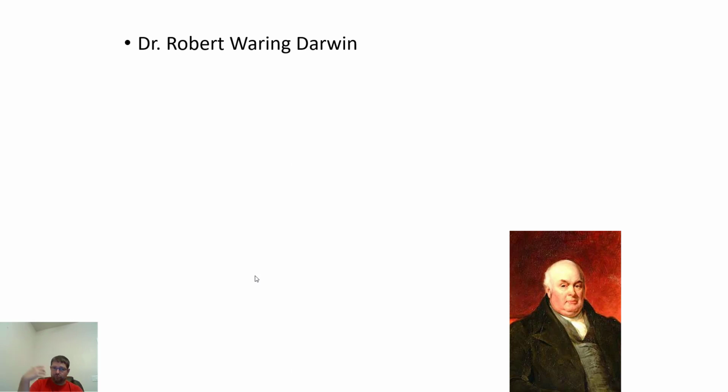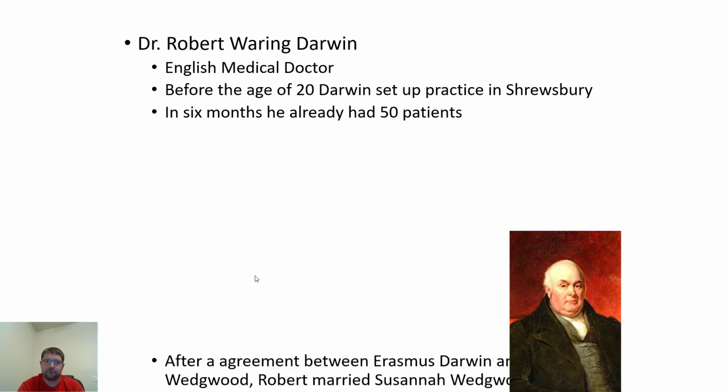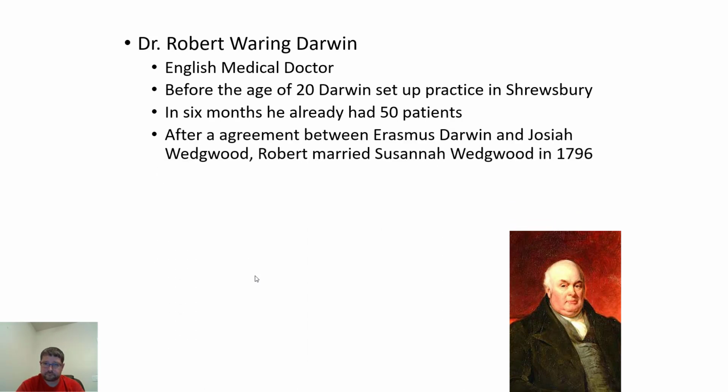Okay? So then Robert Waring Darwin, or Darwin's father, was born. He was a medical doctor. And I guess he was a very successful medical doctor, you could say. Before the age of 20, he had already set up his own practice, had multiple patients within the first 6 months. And again, just like his father before him, he married into the Wedgwood family, or the Wedgwood family married into the Darwin family. So this kind of started this pattern of incestual relationships.